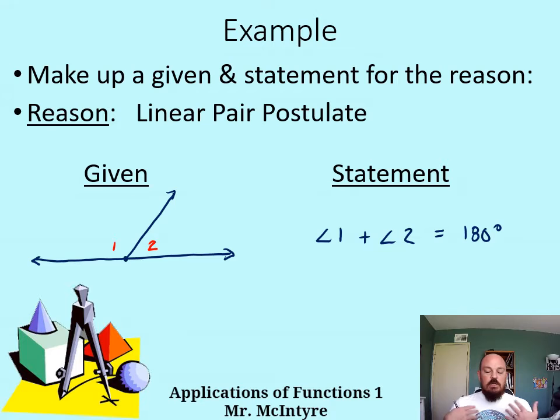So basically, this is what I meant. We're doing the exact opposite of what I did with you yesterday. Yesterday, I gave you the given and the statement. So I showed you that picture. And then my statement was angle 1 plus angle 2 equals 180 degrees. And I said, what's the reason? And you had to tell me the reason was linear pair postulate. Well, this time we're flipping it. This time I'm giving you the reason, and you have to create a given and a statement where the reason would be, in this case, linear pair postulate. So let's do one more example just to make sure you guys really understand this.